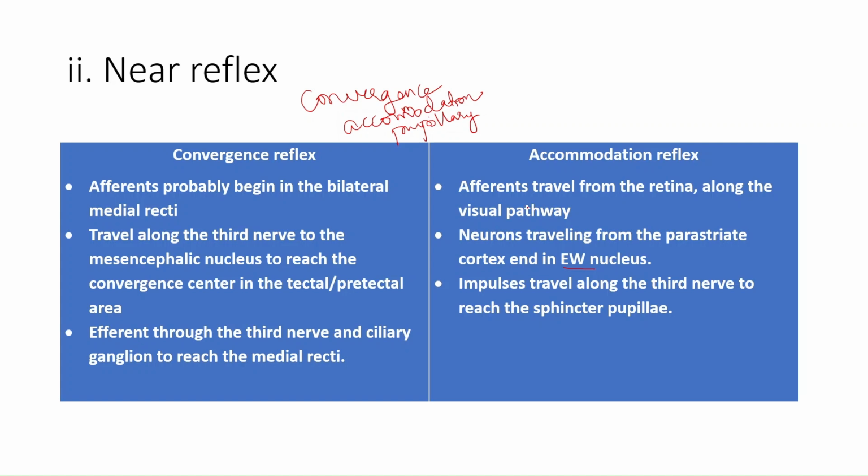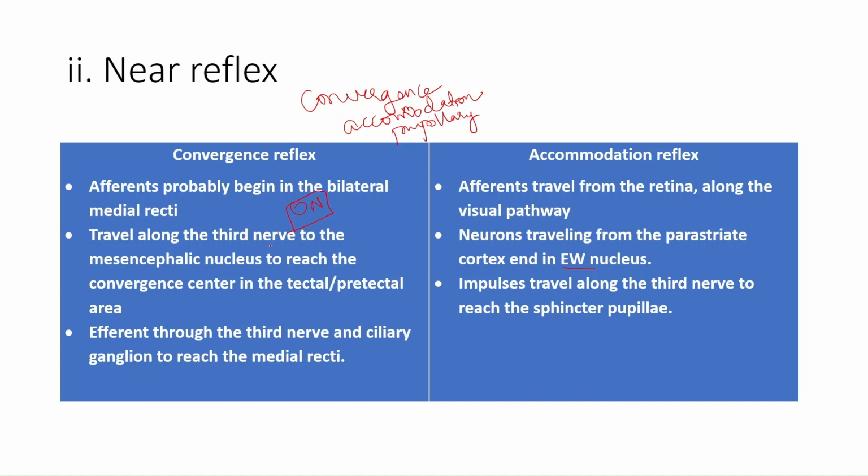So the efferent, if you see, is almost the same for all the three pathways, except for the afferent, in which the light reflex follows the optic tract, pretectal nucleus, Edinger-Westphal nucleus. In the convergence pathway, the efferents begin from the medial recti. There is no involvement of the optic nerve whatsoever. So the visual pathway is not at all involved in the convergence reflex.